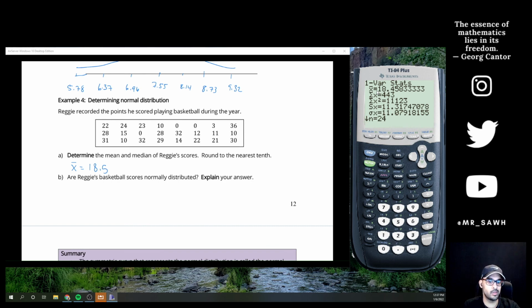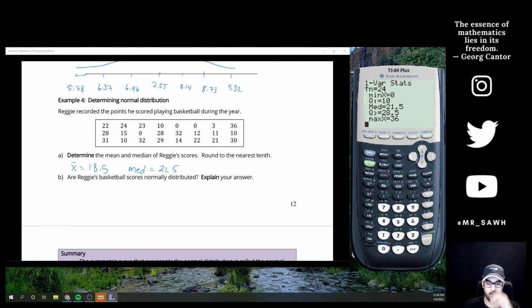Okay, so the average number of points he scored in a game was 18.5. Obviously, some games were higher. He got 36 in some games. Right, he got 0 in others. So, the average is in the middle. And the median, if I scroll down again, median is 21.5. And it straight up tells me it's already rounded to the nearest tenth. It's great. Now, are Reggie's basketball scores normally distributed, and explain?